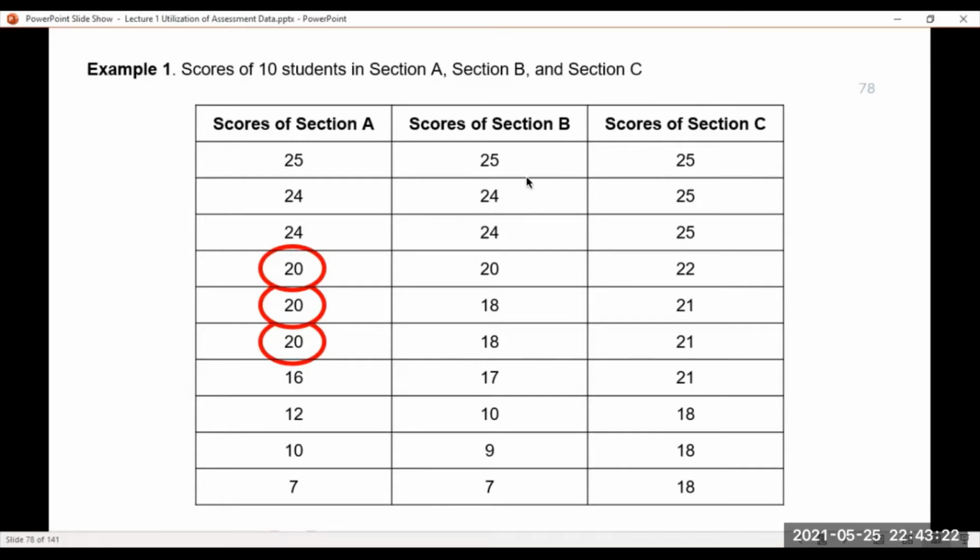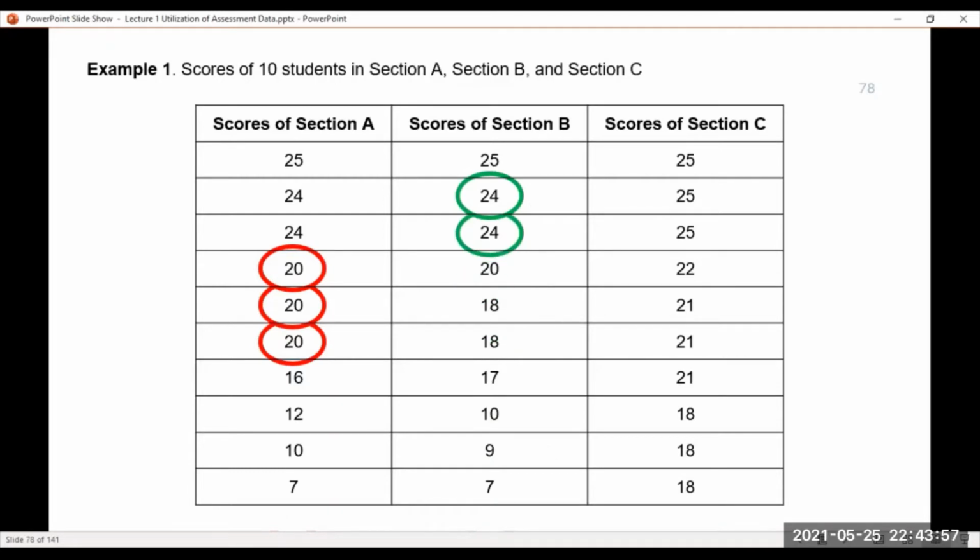We have 25, we have 24, 20, 18, 17, 10, 9, and 7. So you have that. Okay, and then if we're going to observe, you only have one 25, you have 2 24s, isa lang yung 20 natin, dalawang 18, isang 17, isang 10, isang 9, at saka isang 7. Tingnan natin yung pinakamarami, we have 24.